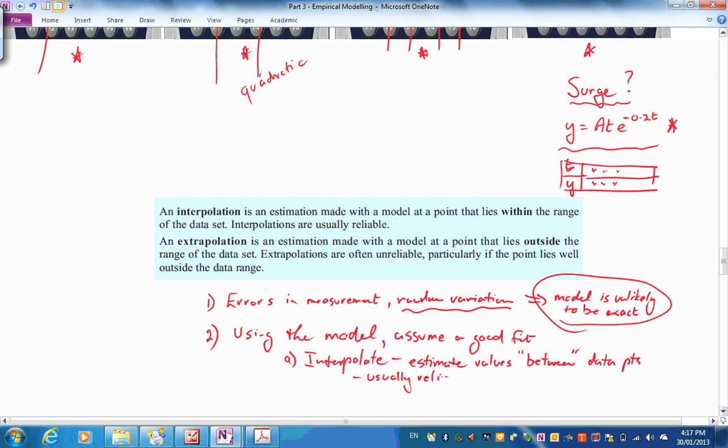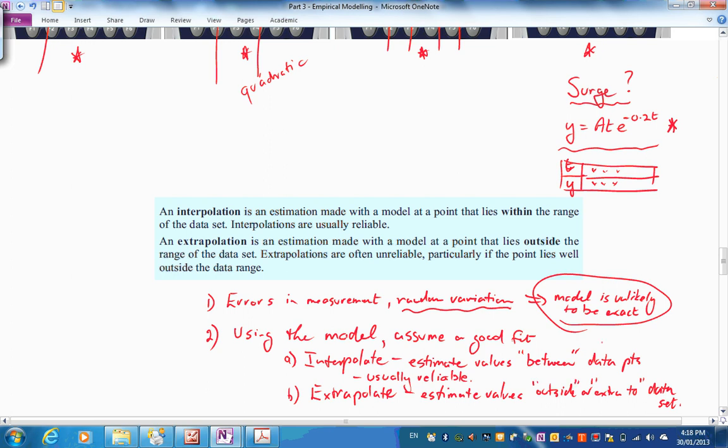If it's a good fit, the formula, the mathematical model, then why shouldn't values between the points that you've measured, on which you've based a good fit model, not also fit pretty well? They should, shouldn't they? And then the other one, which is naughty, is extrapolation, where we are estimating extra points, estimating values outside or extra to the data set.